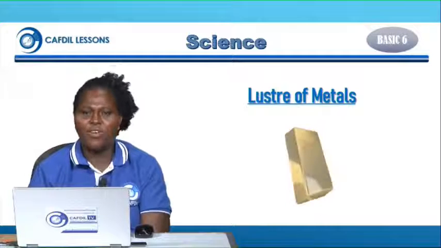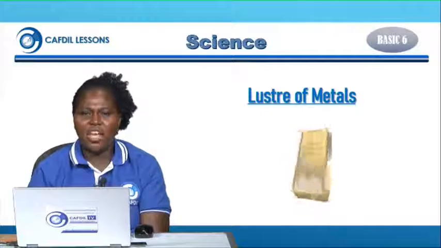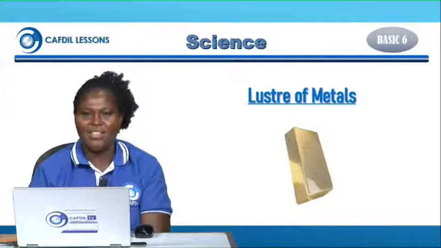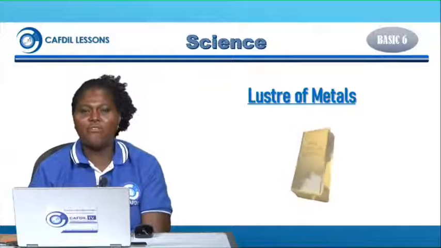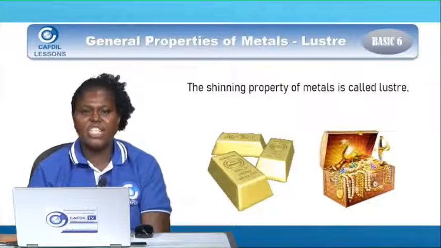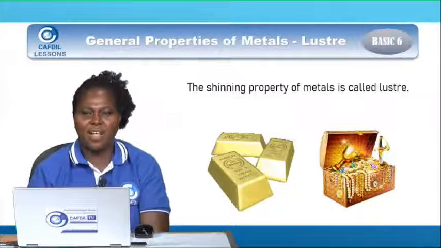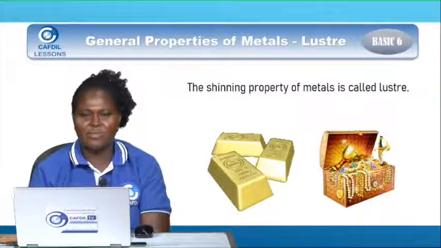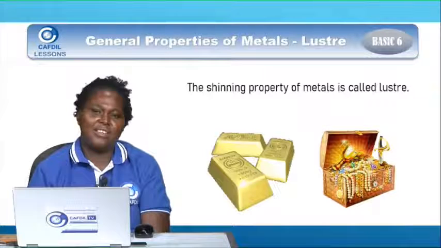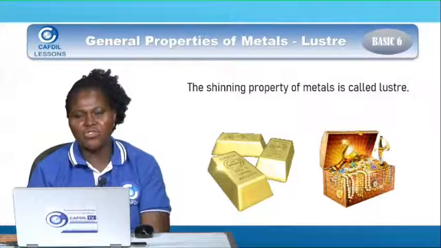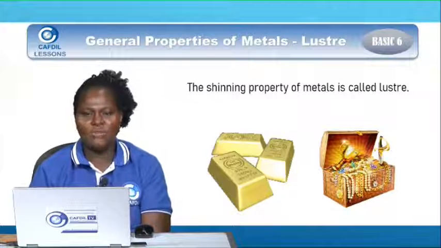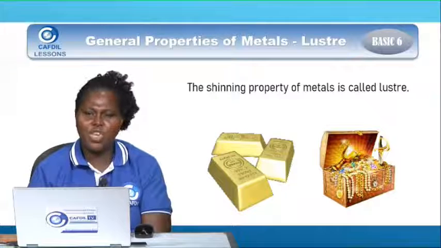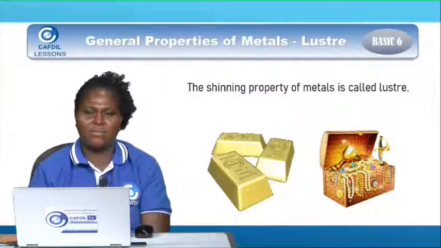Another property of metals: lustre of metals. What do we mean by lustre of metals? The shining property of metals is called lustre. Let's look at the picture on our screen. Now we have gold metal. Because of its shining nature, it is being used as jewels.